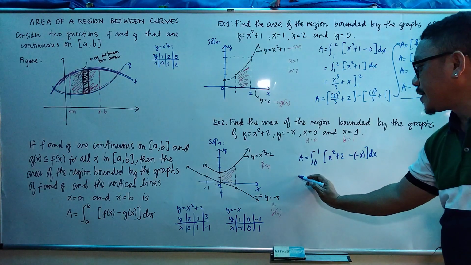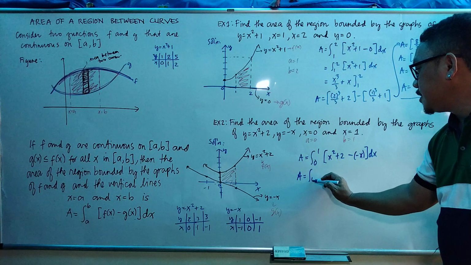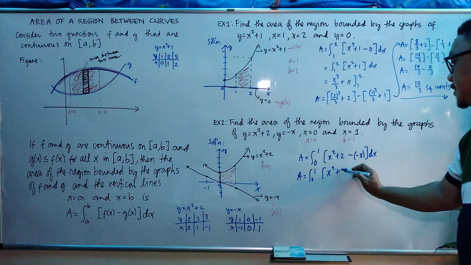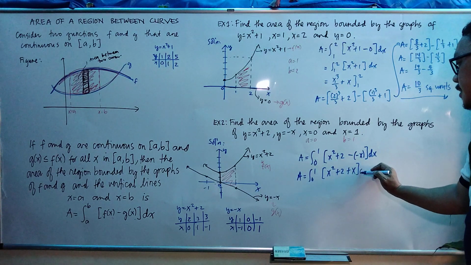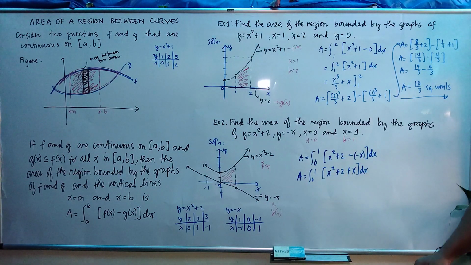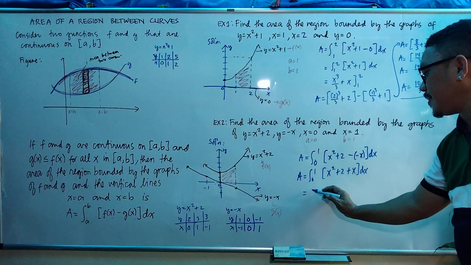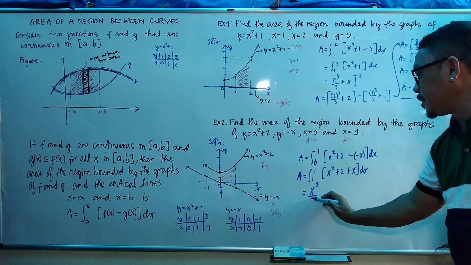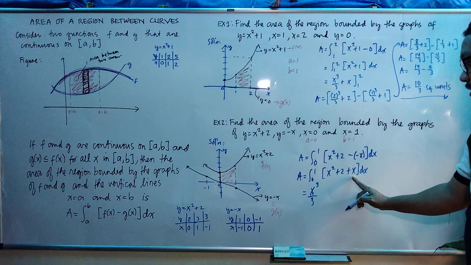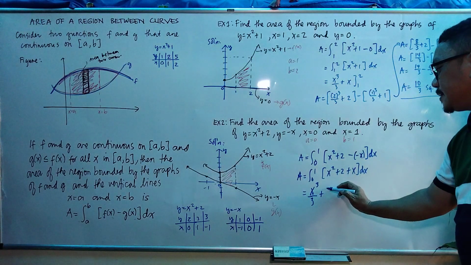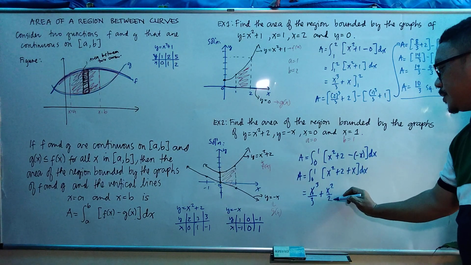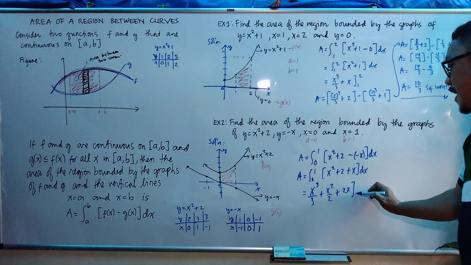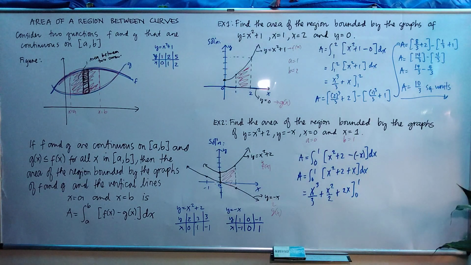So, area is equal to the integral from 0 to 1. Simplify further, you have x squared plus 2 plus x dx. Now we can integrate directly. What's the integral of x squared? X cubed over 3. The integral of x is x squared over 2. The integral of 2 is 2x, from 0 to 1.